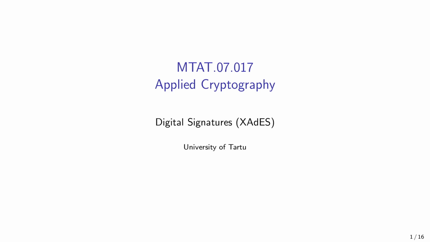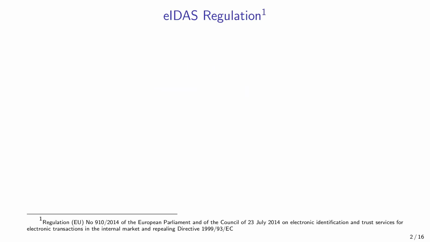In this lecture, we will look at the digital signature legal framework used in the European Union and how this legal framework is implemented in practice. What technical means are used to achieve it? So let's start with the legal framework. In the European Union, we have this eIDAS regulation, which is automatically binding to all EU member states.